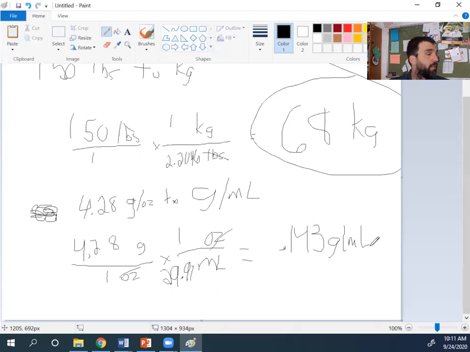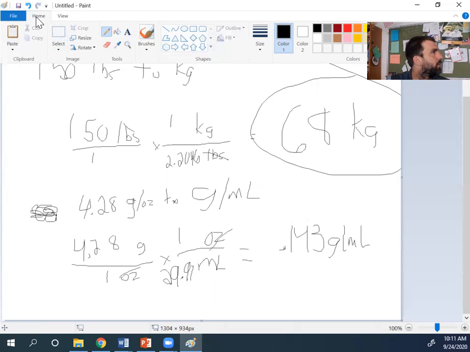But that is significant figures. Because how many did I start with? 3. How many did I end with? 3. So you can probably add that to your volume part of it, saying that 1 ounce equals 29.97 milliliters. Okay. It just wasn't on there for some reason.